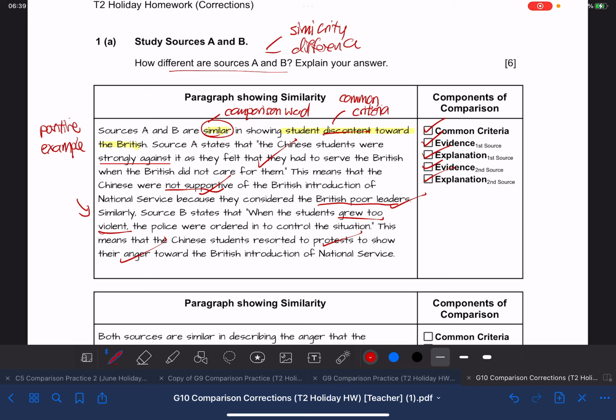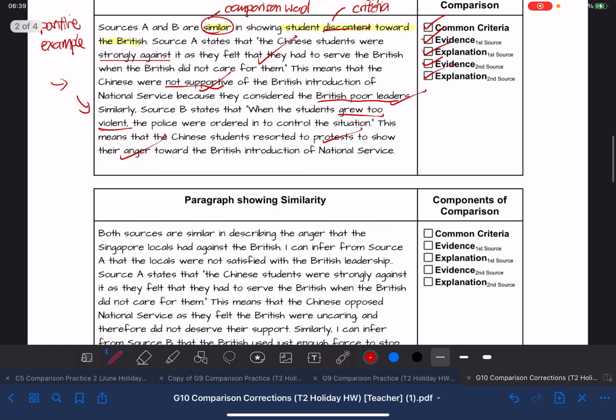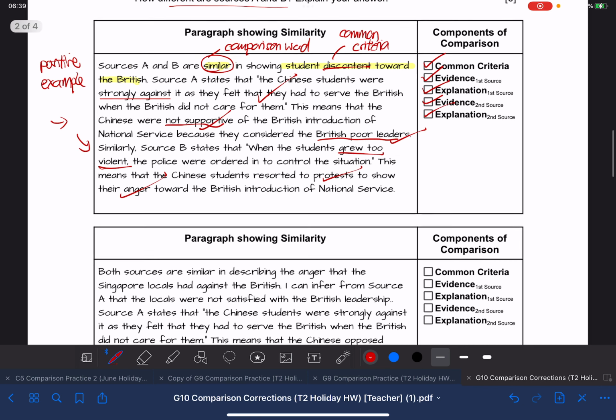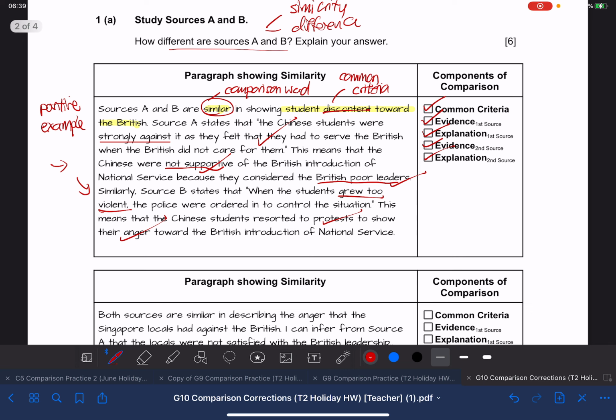Now that I've shown you how to mark one example, this paragraph, what I would like to do is to look at this second paragraph. There are some differences between the first and second example. I'm going to get you guys to pause this video and to mark this answer in the same way that I marked this first example.